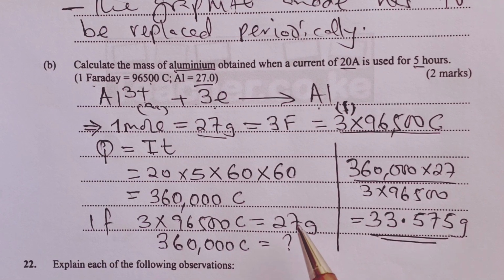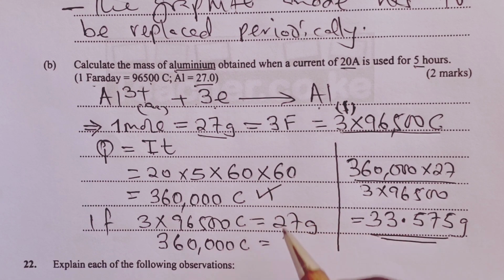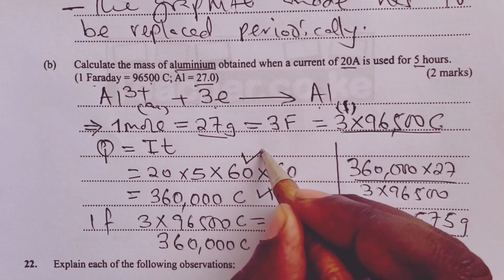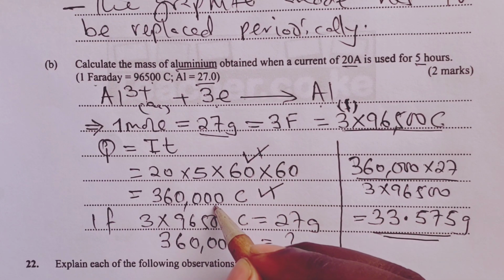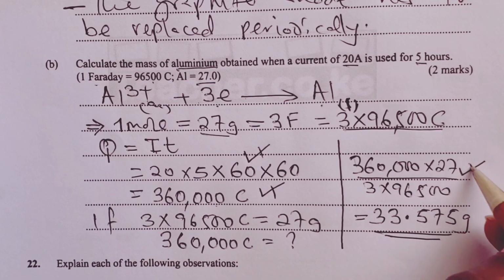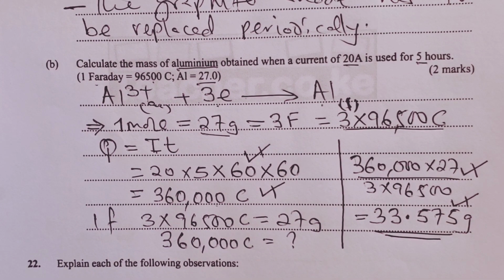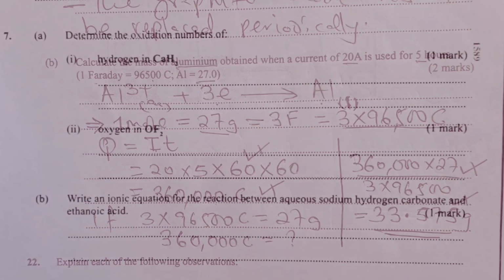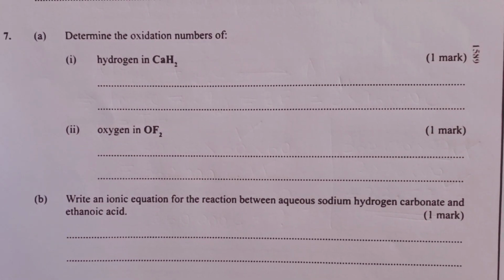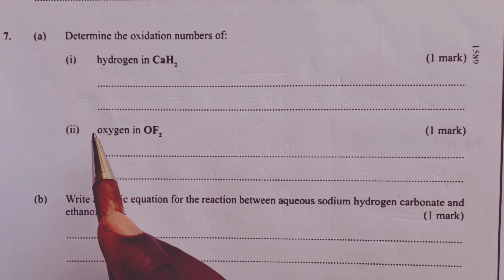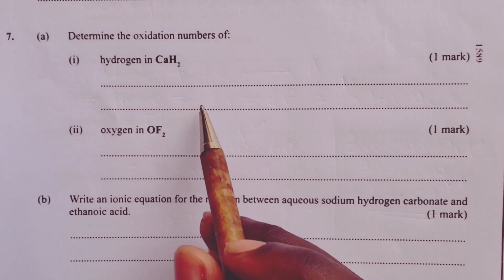2 marks: half for calculating quantity of electricity, half for the method used to obtain it, half for the division, and half for the final answer. Let's proceed to question number 7 for the year 2022.